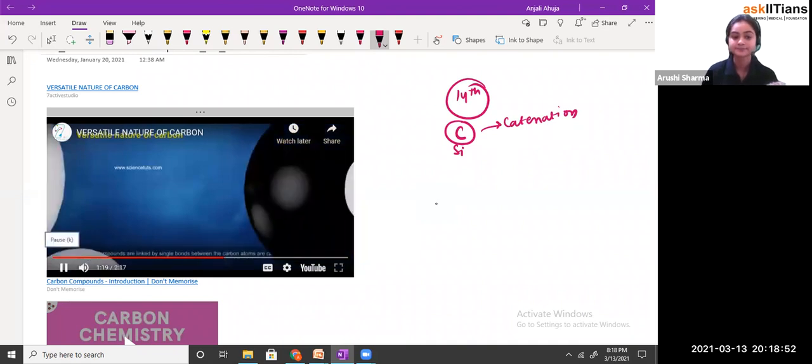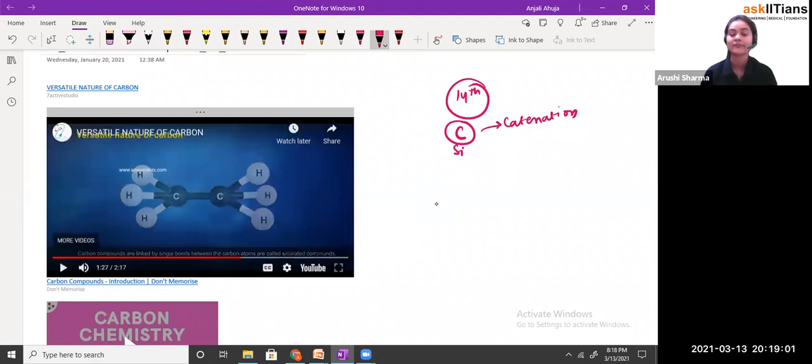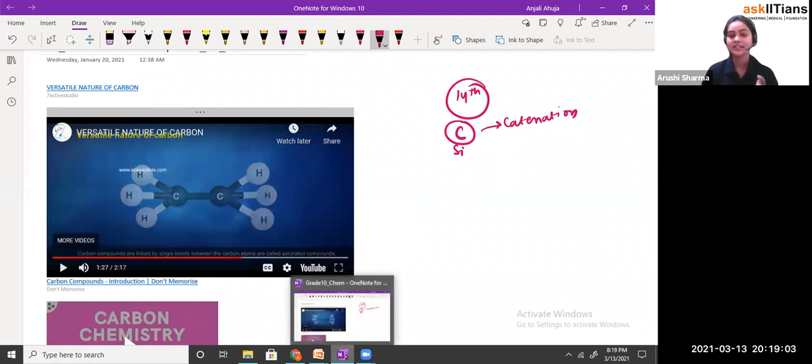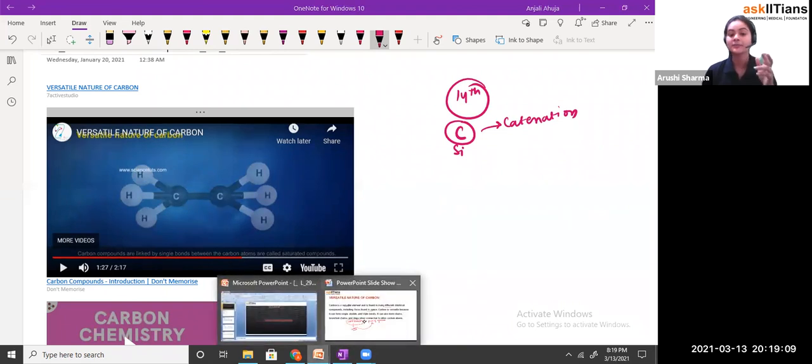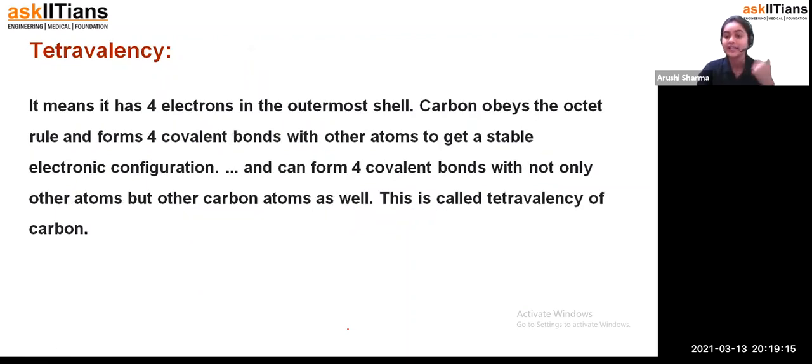Okay, carbon compounds linked by single bonds between the carbon atoms are called saturated compounds. Students, we'll study all these saturated and unsaturated compounds, but right now the main point is that carbon is very versatile in nature because of its property of catenation. Okay, now what is tetravalency? That is another factor that makes it very versatile in nature.